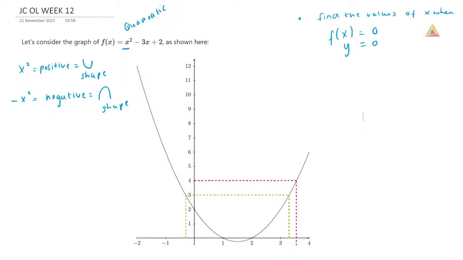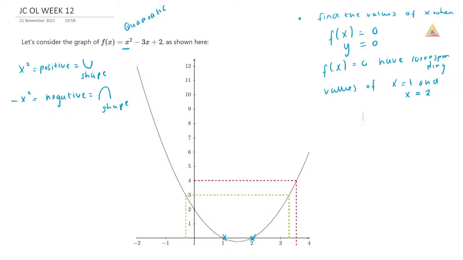So you need to go to the graph and check the points where y is 0. You'll find that y is 0 in two places, here and here. At those points, x is 1 and x is 2. So f of x equals 0 has corresponding values of x equals 1 and x equals 2. That's a typical question you could get asked there.